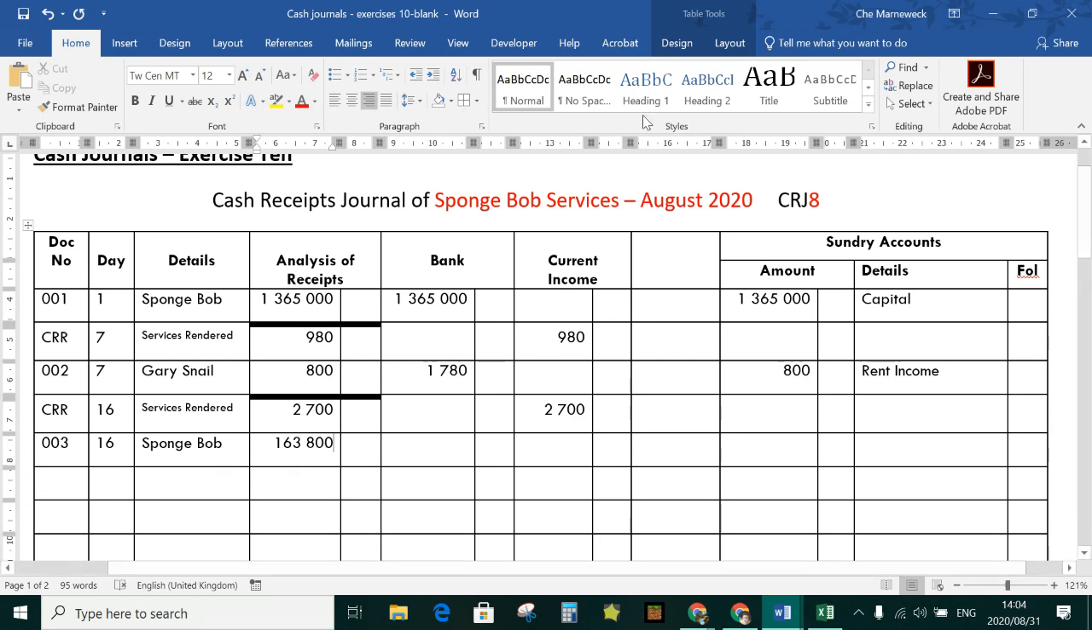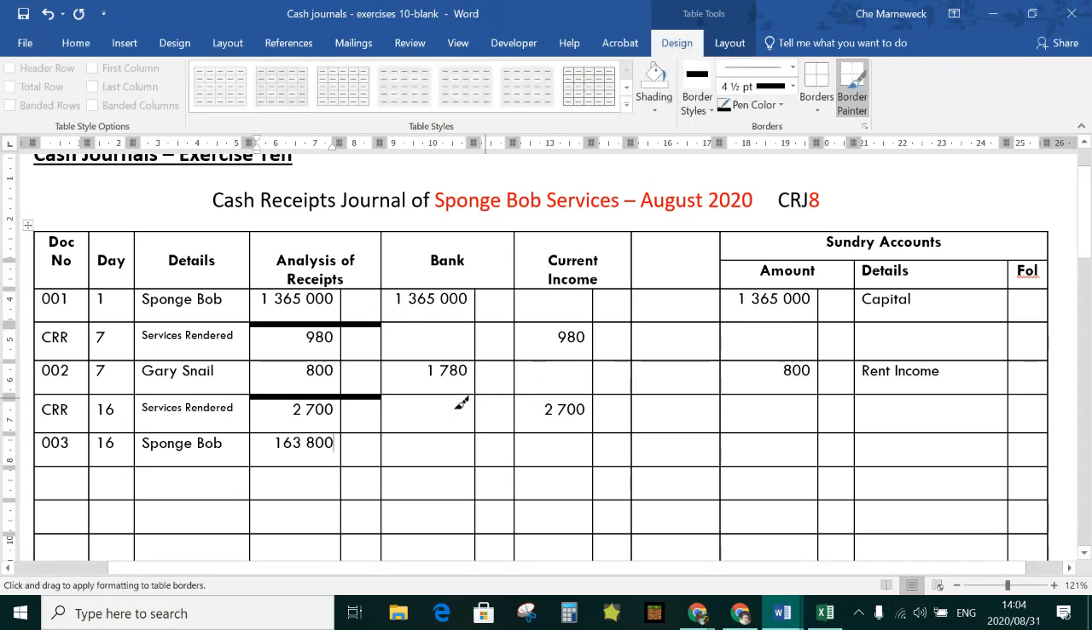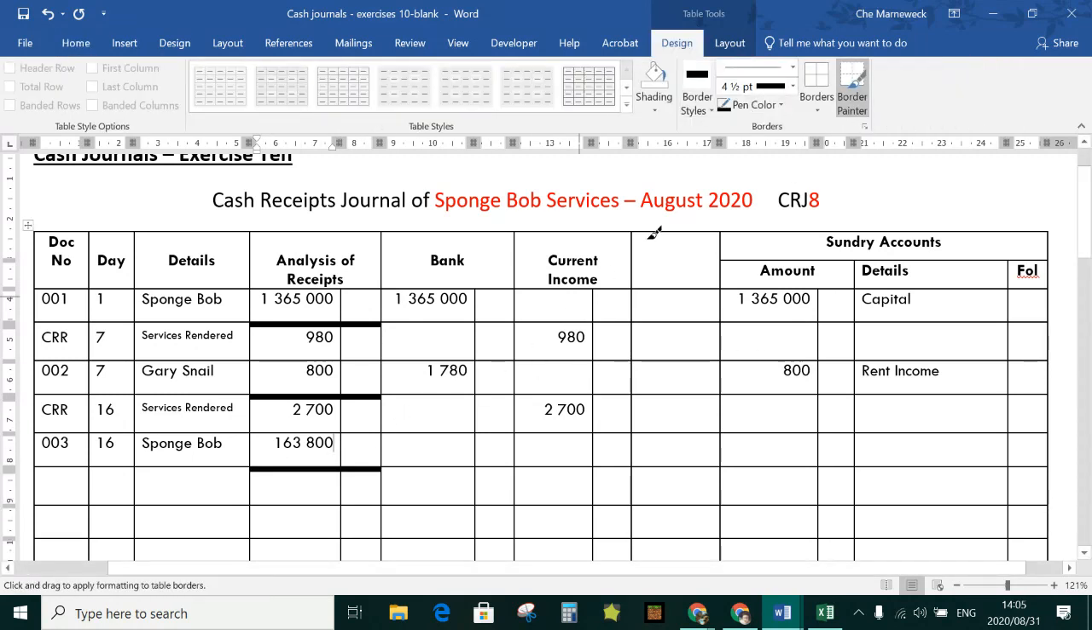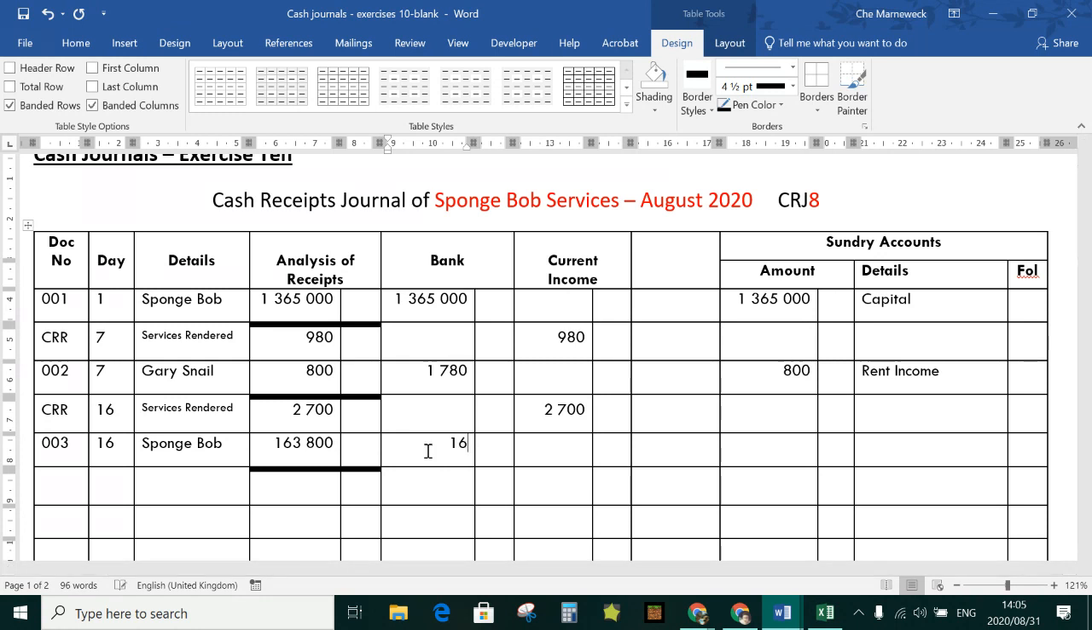Do we receive more money on day 16? No, we don't. So we get out our ruler and we underline the last value on that day. We add the two values together, that we're going to deposit into our bank account. So 2,700 plus 163,800. Okay, notice where I'm filling in the answer, the bottom line. We add them together and we get 166,500.